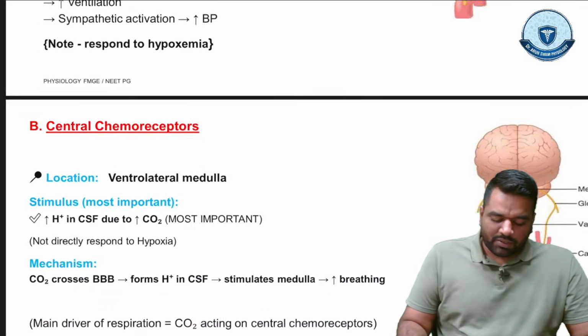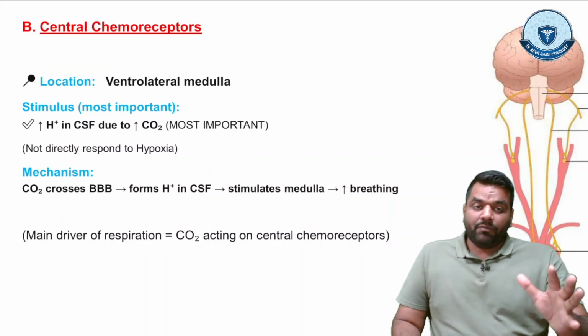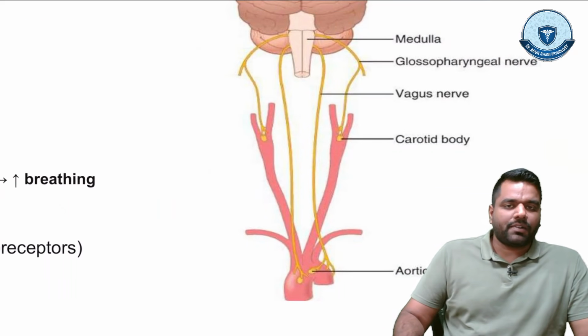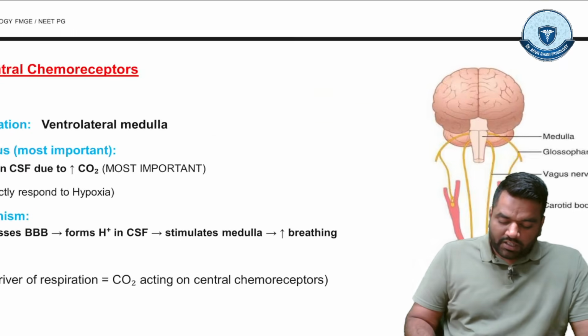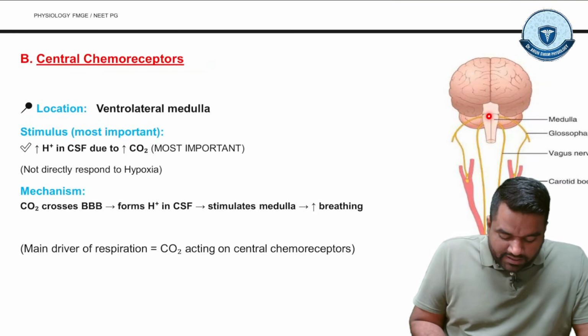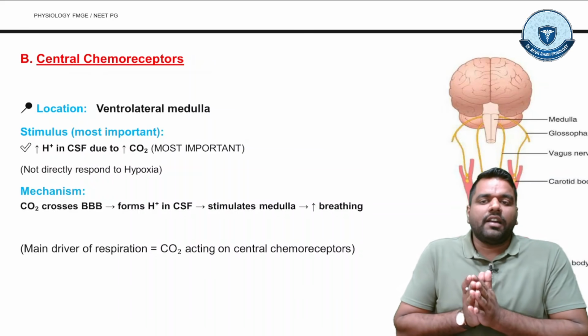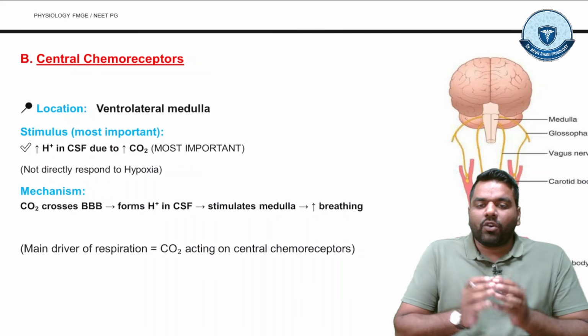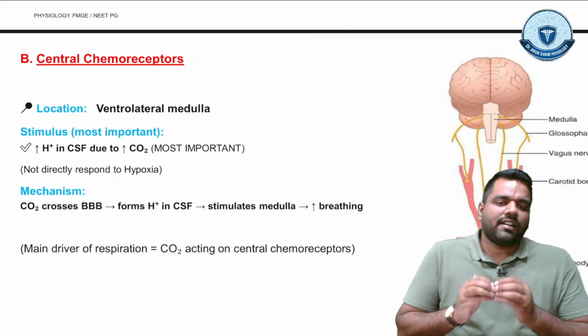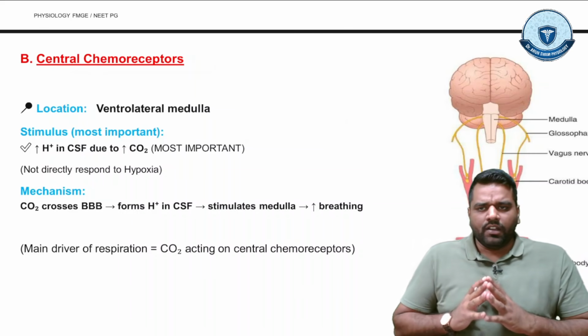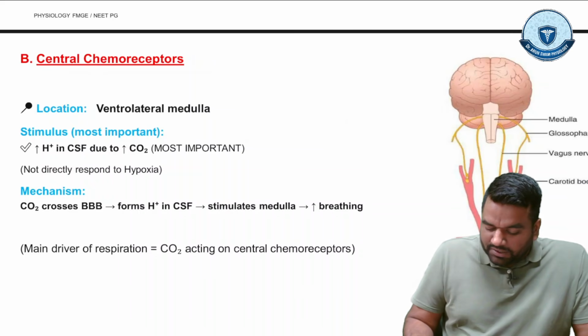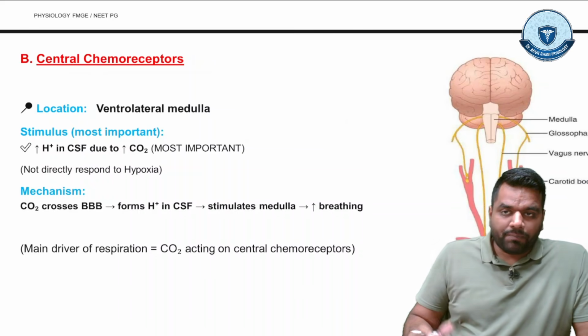Talking about the central chemoreceptor, in the same way as the peripheral chemoreceptor, one more chemoreceptor is situated inside the medulla. Inside the medulla is the area where all the respiratory and the cardiac centers are situated. Guys, the location of this central chemoreceptor is the ventrolateral medulla.